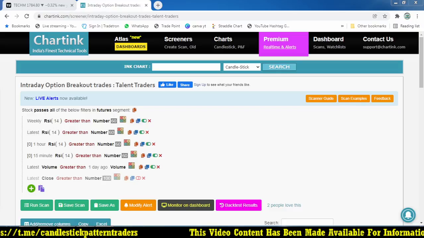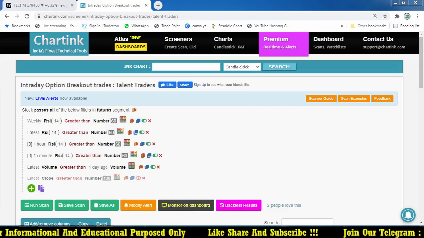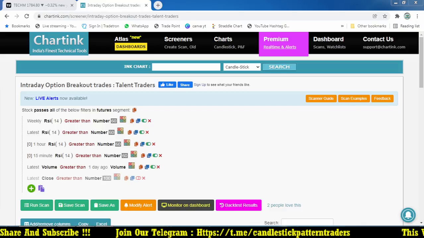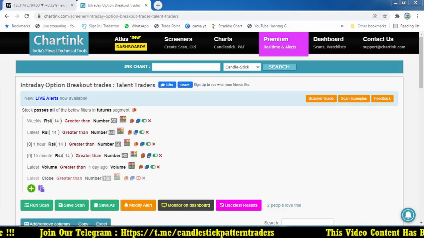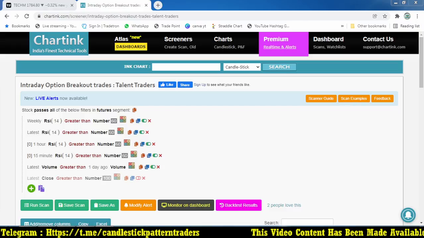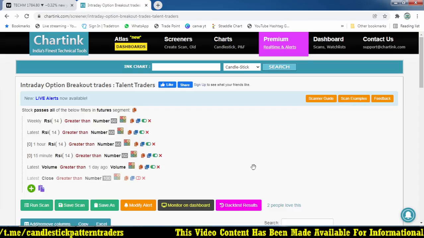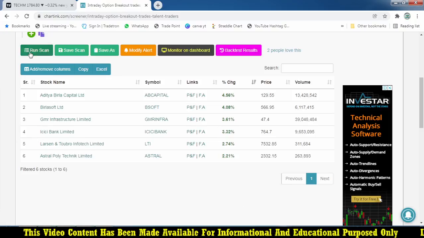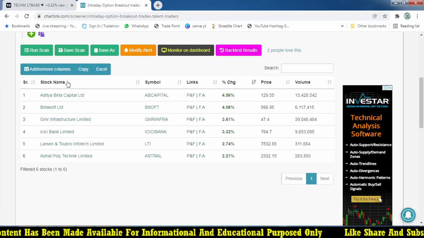So what are we doing in this strategy? First of all, the weekly time frame RSI should be greater than 60, the latest daily RSI should be greater than 60, and also the 1 hour RSI and the 15 minutes RSI. This is the main condition we are going to use, and we are also creating it with the volume factor. And if you can see, in the morning there are no stocks present, but at the end of the day we have a lot more stocks.